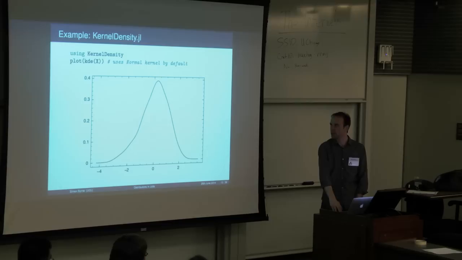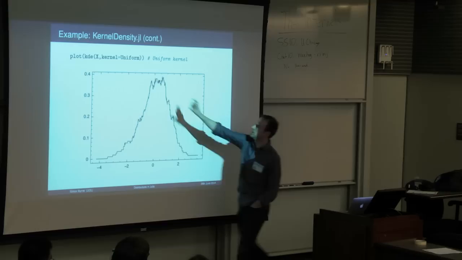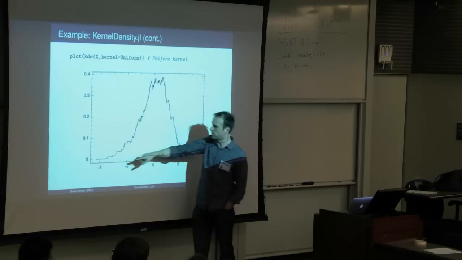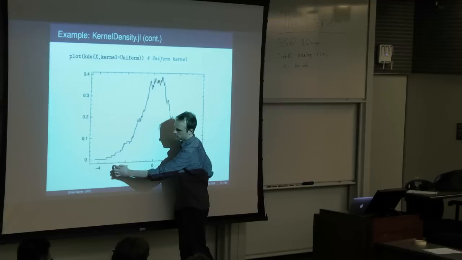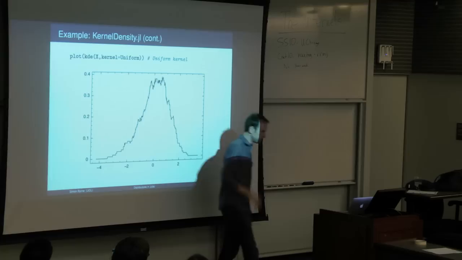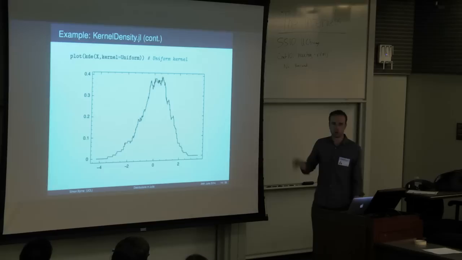But also, we can change that kernel by choosing a different distribution family, in this case the uniform. And you can see that rather than having a nice smooth structure, we've got a very step-like function. Each kernel is a uniform, so it's a sum of uniform kernels, which have this block shape. And then you can plug in other distributions, or you can specify a specific distribution if you don't want to automatically figure out the bandwidth.